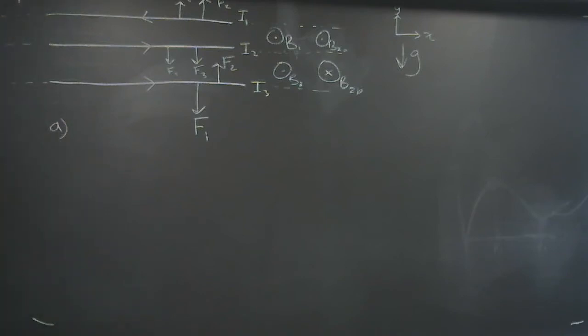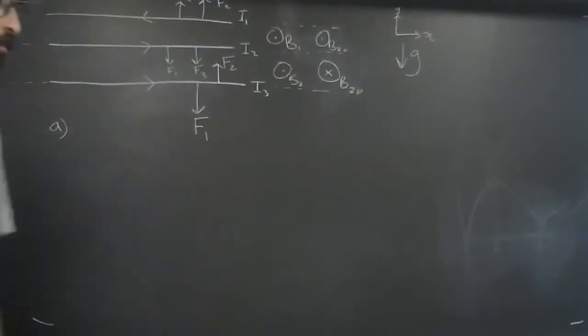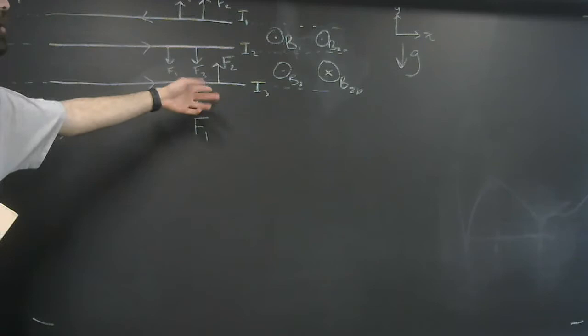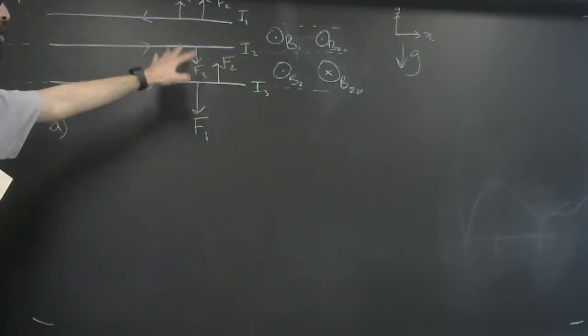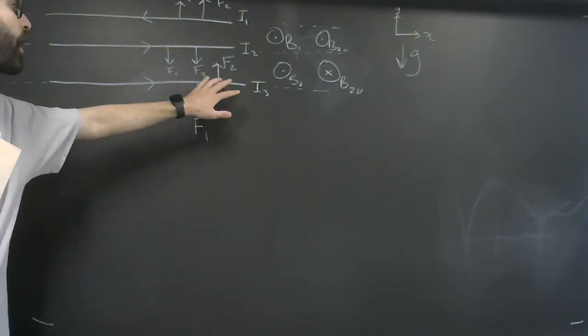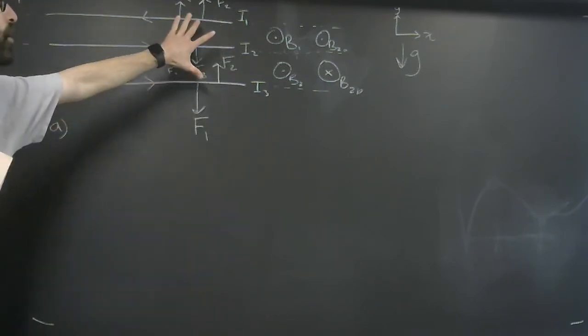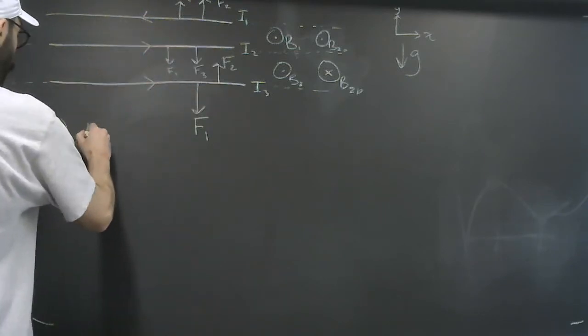Which of these currents will be suspended? The answer to that is just whichever ones have a force pointing upward, because we have gravity acting here. We know I3 is just going to go down, but this I3 and this I1, these two wires right here, have these upward forces. So we know that it will be wires 1 and 3.